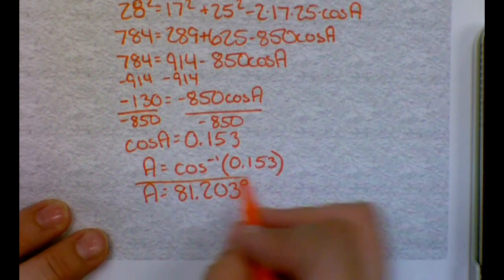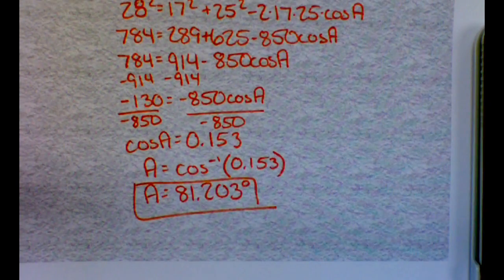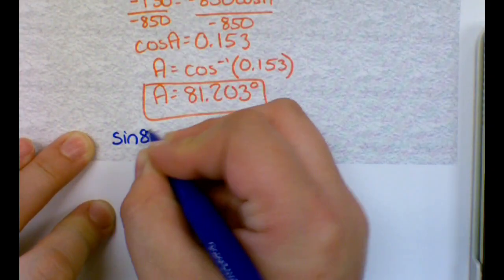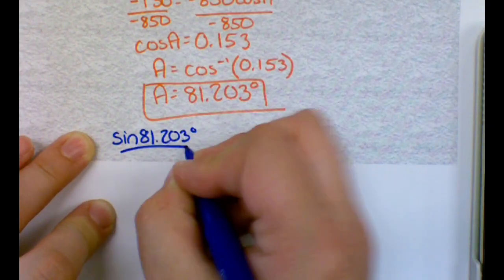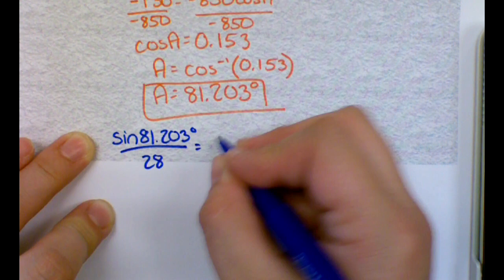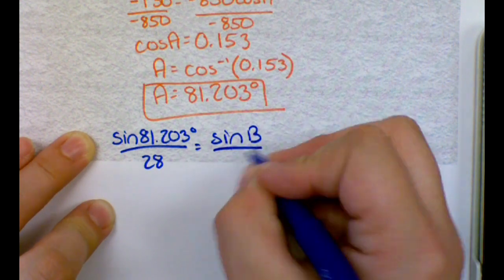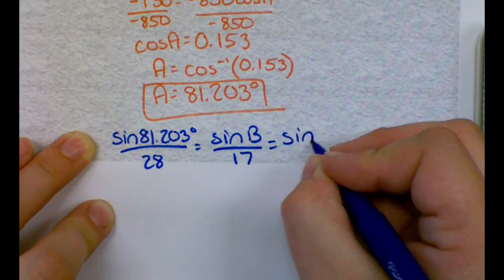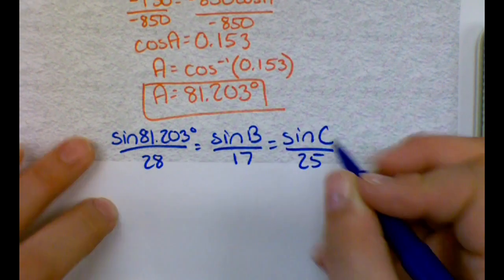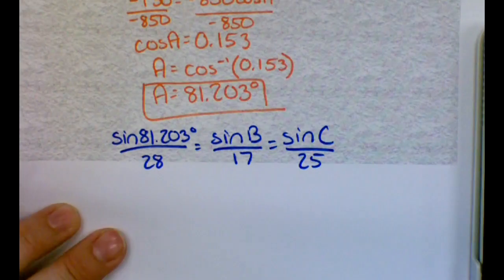81.203 degrees. Now remember, you can do all that work to find the next angle, or you can switch over to law of sines, which is what I'll do. Sine of angle A over side A equals the sine of angle B over side B, which equals the sine of angle C over side C. Find the smaller angle, which would be B in this case.